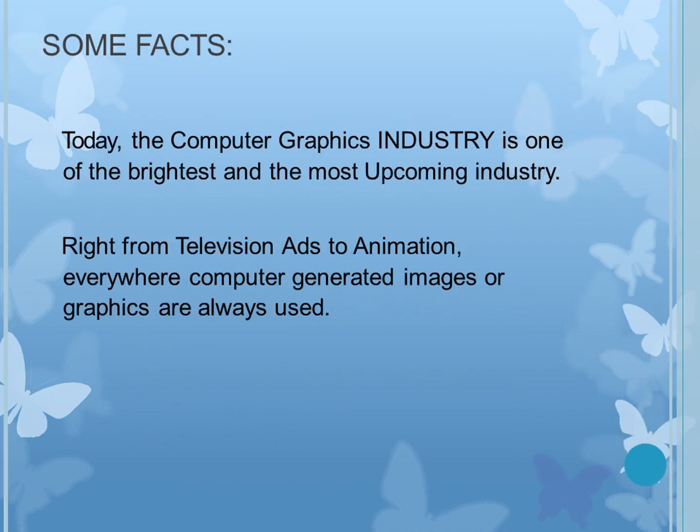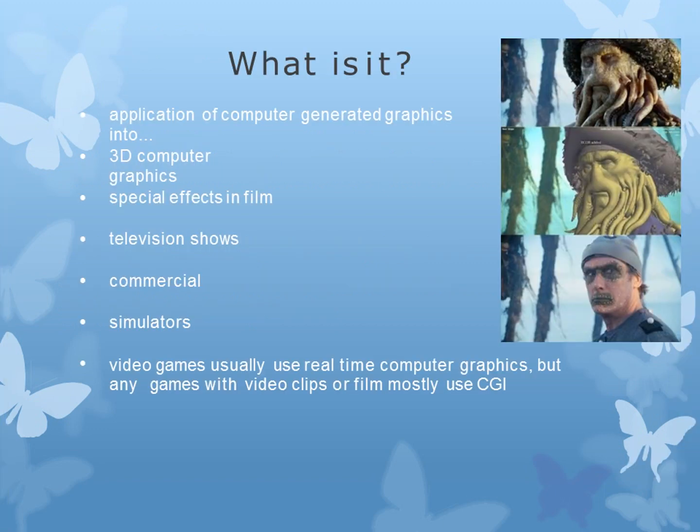And we'll see some facts about computer graphics. Today, the computer graphics industry is one of the brightest and most upcoming industries. Right from television advertisements to animation, everywhere computer generated images or graphics are used. Now we'll see the next slide, which shows where we are using graphics. We are using graphics in 3D computers, film, television shows, commercials, simulators, video games, etc.